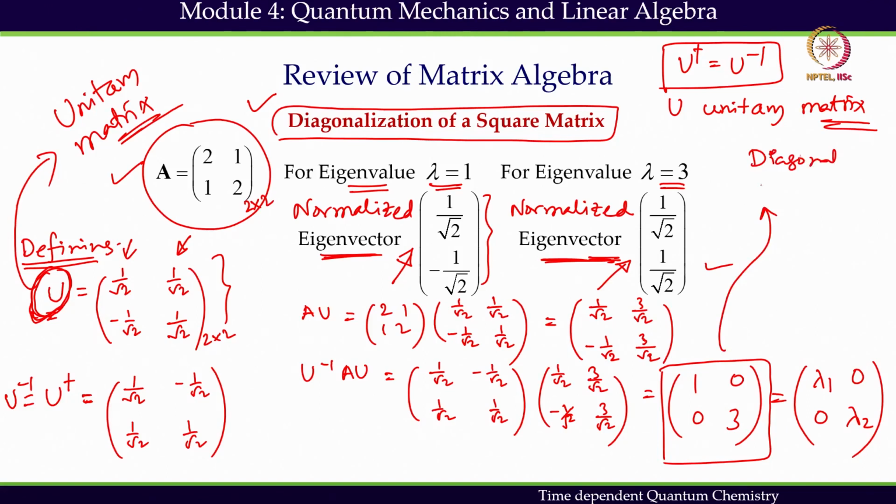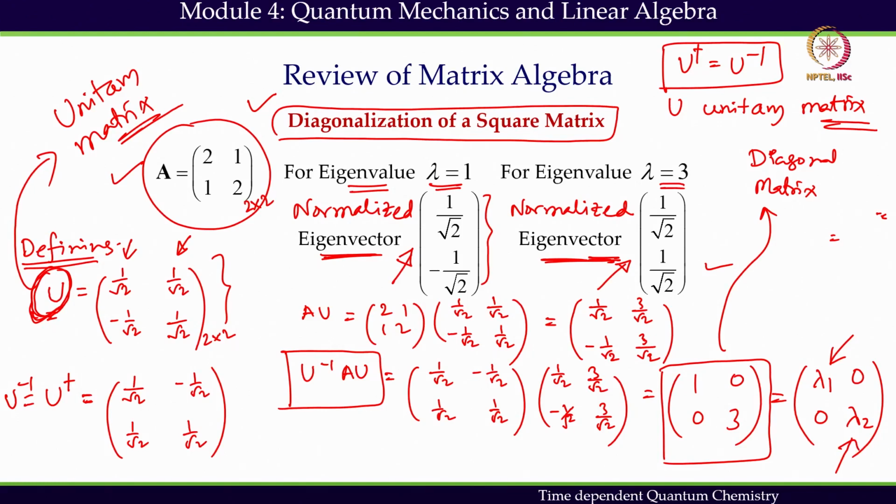A diagonal matrix has aii values, finite values, but all aij's are going to be 0. So, all off diagonal elements would be 0, only diagonal elements will exist. And those diagonal elements we are seeing here, if I perform this operation U inverse A U, then I actually get back the eigenvalues.